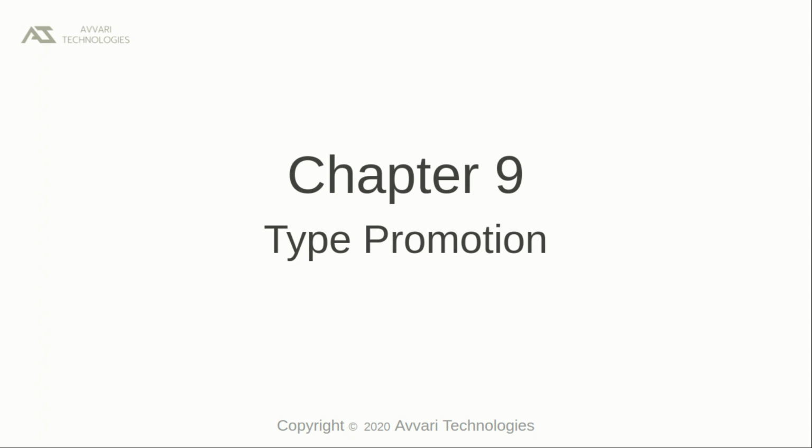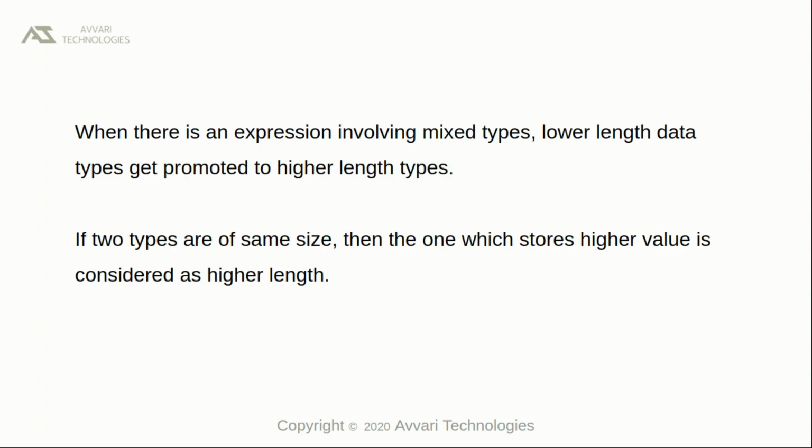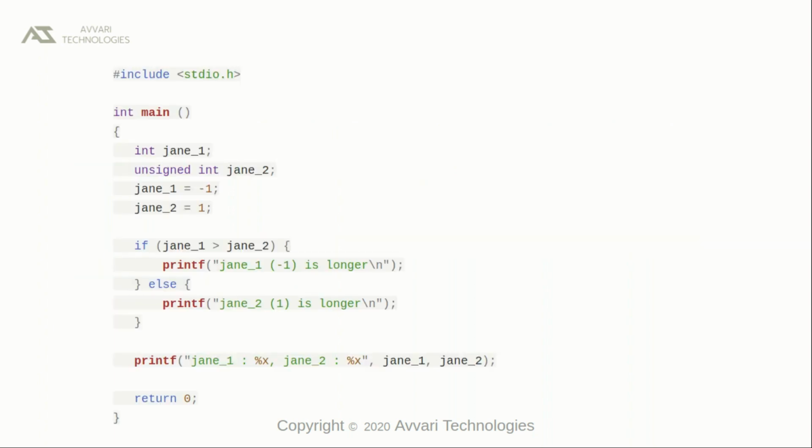In this presentation, we will be concentrating on type promotion. Say for instance, there is an expression which contains multiple types of data. We are comparing different data types. While we are comparing different data types, the lower length data gets promoted to the higher length data. For instance, signed integer will be promoted to unsigned integer. Here we can practically check the working of type promotion.